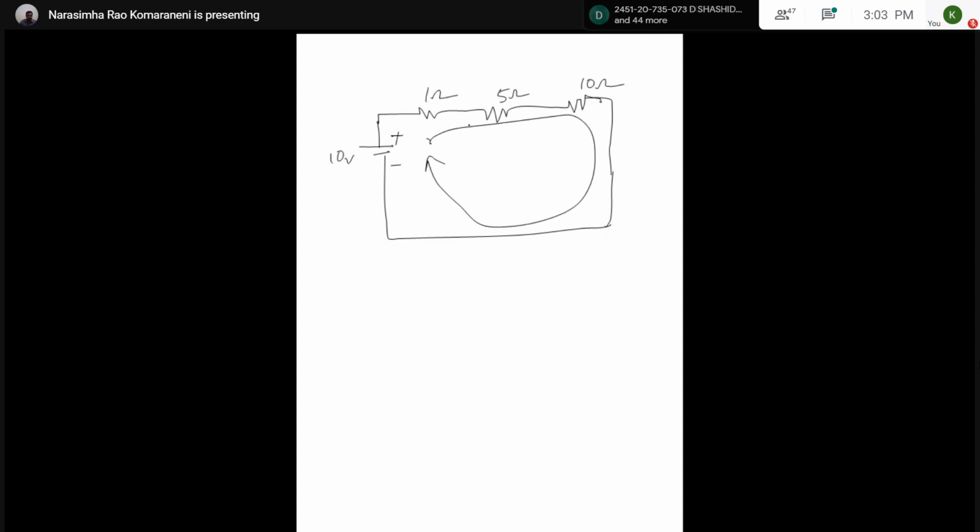Here my question is, why we have to choose in this direction? What will happen if we choose it in the opposite direction? Why can't we choose in the opposite direction? How much you got if you take in this direction? I equal to 1.6 amperes, right? Okay. First we'll write in this direction and we will see the other method also.